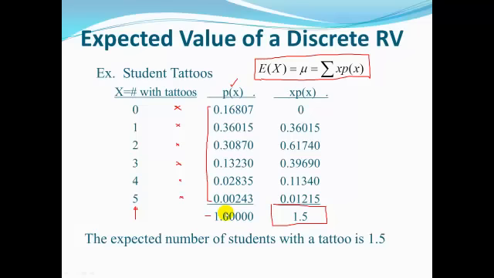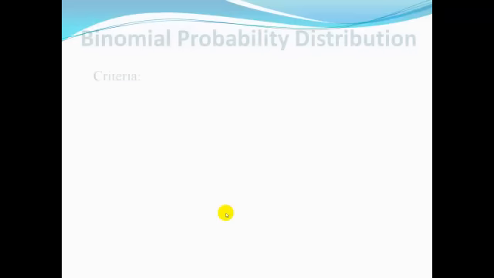So anyway, that's the expected value or the mean of a discrete random variable. That's where I'm going to stop here. Our next step is to talk about the binomial probability distribution, but I'll do that in a different video.